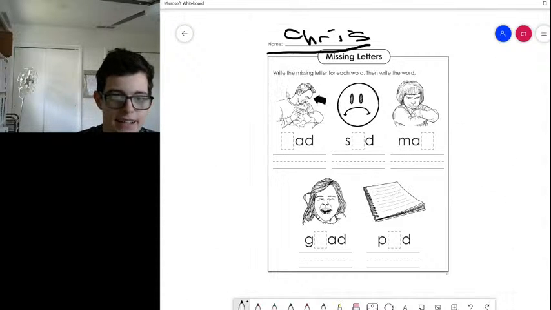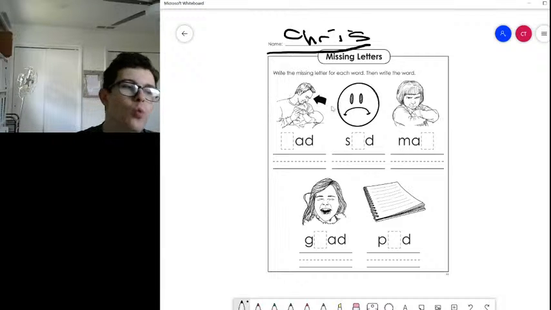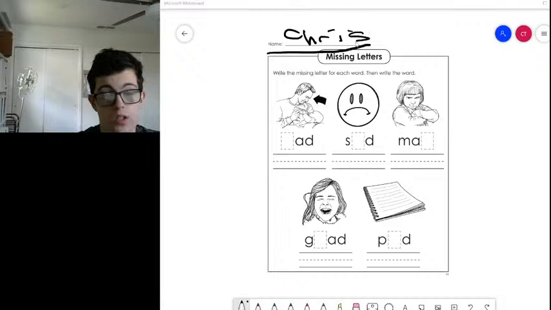Now, we're going to our next section. Write the missing letter for each word, then write the word. So I will give you 1 minute and 30 seconds to write for the first one, the one my mouse is hovering over right now. I'll give you 1 minute and 30 seconds to fill in the letter and then write the word. Go! When the clock strikes 36 minutes and 30 seconds.